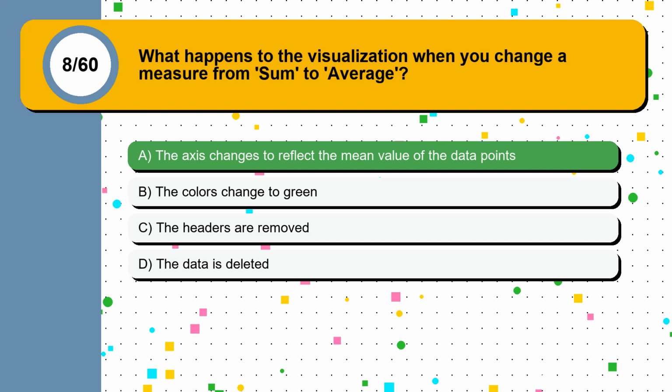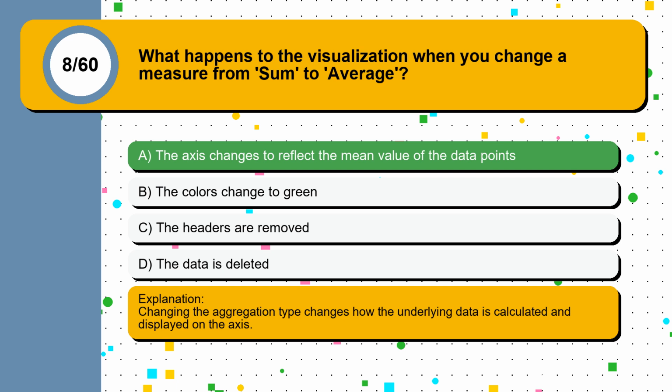The correct answer is option A. The axis changes to reflect the mean value of the data points. Changing the aggregation type changes how the underlying data is calculated and displayed on the axis.